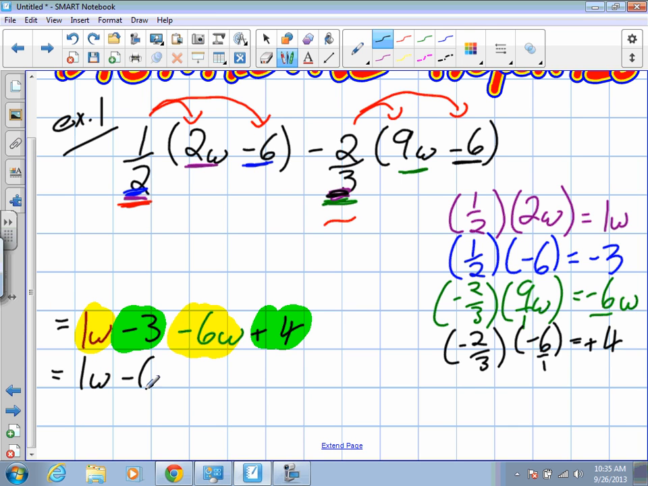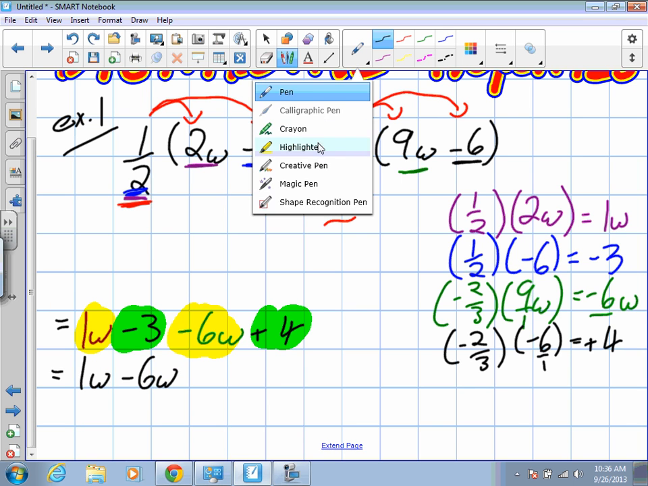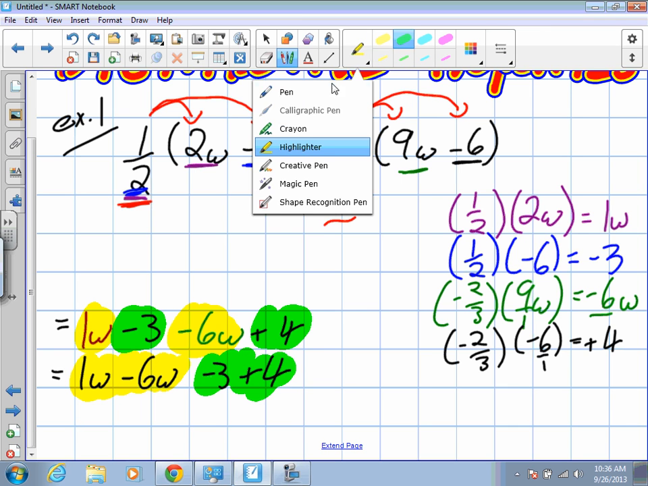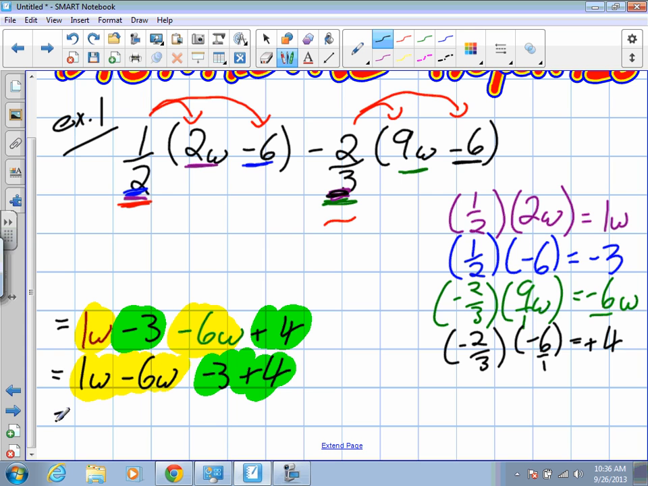That's right. It'll be -5w. Good. I'm going to put them together so it's easier to see. And what will -3 and +4 end up being? That's right. It'll be +1. One second, Logan. So our final answer here will be -5w plus 1.